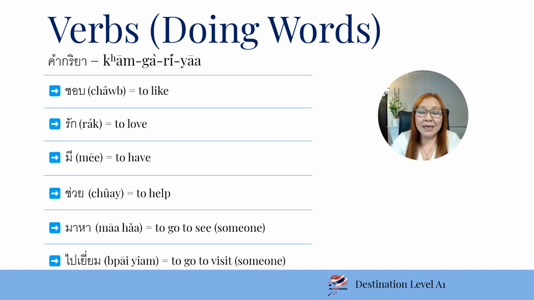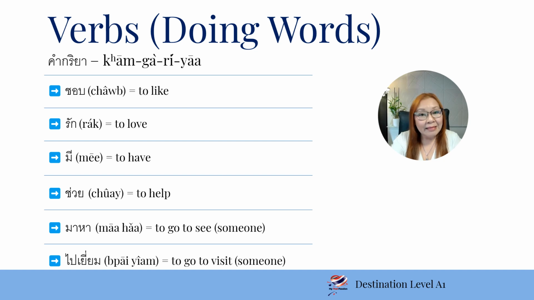Next one is มี, mid tone, มี, which means to have. And the next one is ช่วย, falling tone, ช่วย, which means to help. And the next one is มาหา. มาหา is a compound verb because the word มา on its own, mid tone, means to come, and หา, rising tone, means to look for or to search for. But when you put the two together, มาหา means to go and see someone.